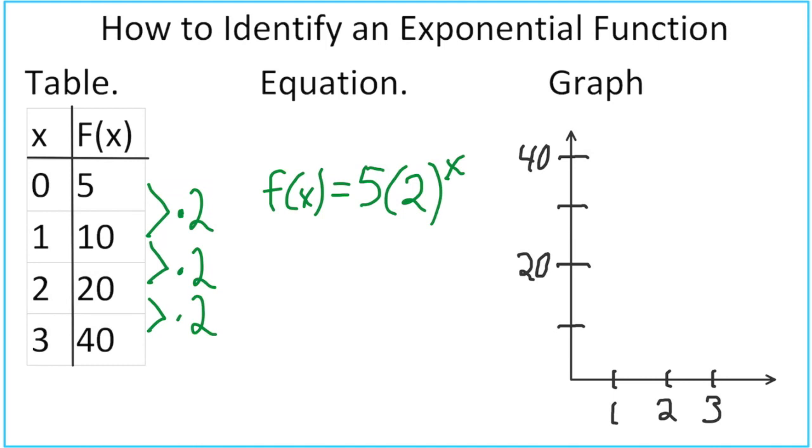So if we just plot these points, we've got 0, 5, which would be about right there. 1, 10 would be right there. 2, 20, and then 3, 40. Each time we go to the next value, it's doubling, and the doubling is happening because our multiplier is 2. So we can try to connect these with a nice smooth line. And that's what an exponential graph looks like. I've heard some people call it a J-curve. Mine doesn't really look like a J right there, but you get the idea.